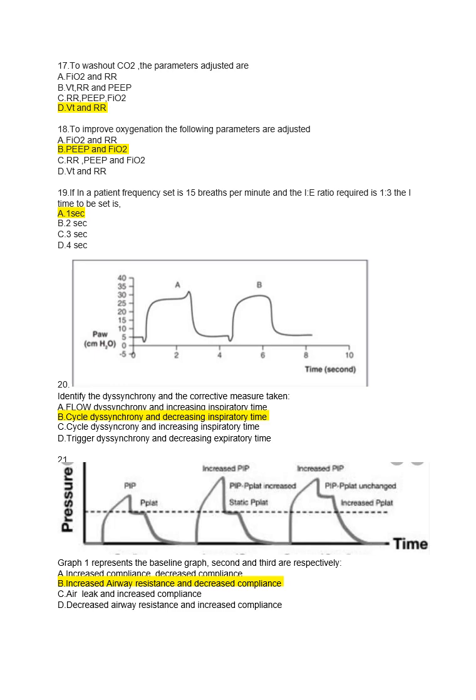18th question. To improve the oxygenation, the following parameters are adjusted. The options are FiO2 and respiratory rate; PEEP and FiO2; respiratory rate, PEEP and FiO2; tidal volume and respiratory rate. So the answer is PEEP and FiO2.